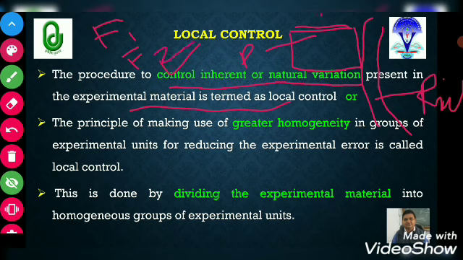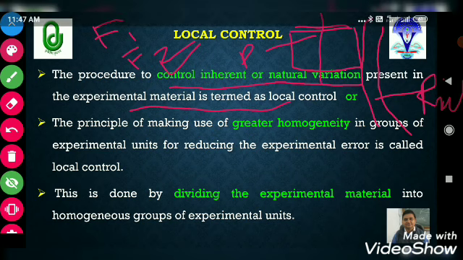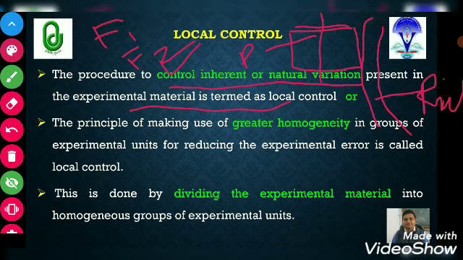For that, you divided your experimental unit into two parts. In the first part you applied F1, and in the second part you applied F2. Now you know that on this side of the field, a river is flowing. Due to the effect of the river, the fertility of this portion of the field will be increased, whereas it will not be that much in the second part of the field.